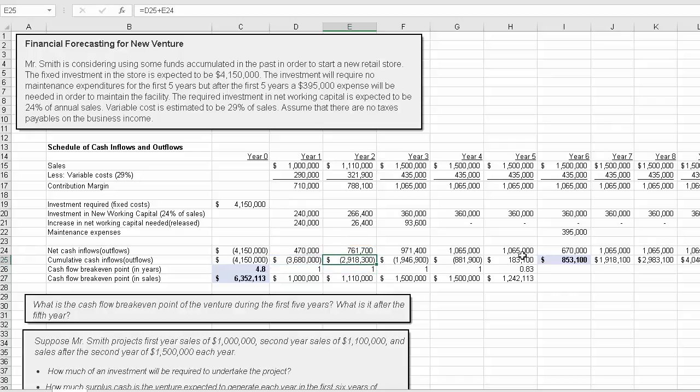Now our cumulative net cash is still negative $2,918,300. I put another 1 to know we're 2 years into this, and now I'm going to sum these at the end.